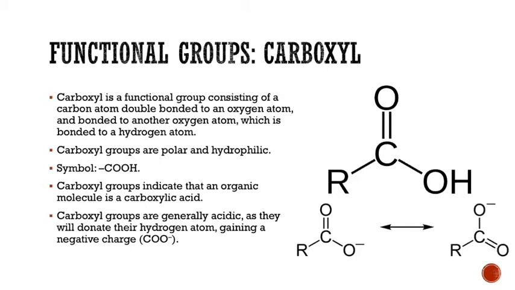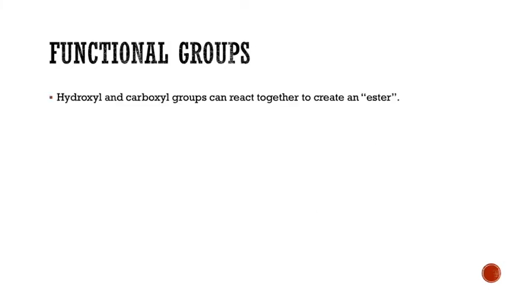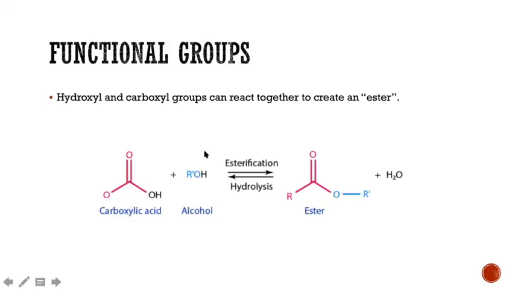Carboxyl groups are generally acidic, and they will donate the hydrogen atom and gain a negative charge. So they will lose this hydrogen atom, or donate it, and become negative. And this negative charge can be passed between the two oxygen atoms bound to the carbon. Hydroxyl and carboxyl groups can often react together to create what's called an ester. In an esterification reaction, the alcohol will react with a carboxylic acid to create an ester, which will link the two organic molecules together and create water.